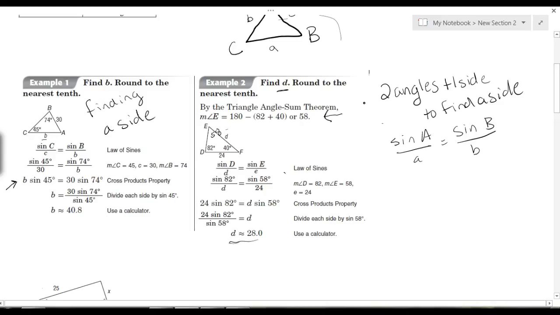So we can use our law of sines when we have two angles and one side, or we can use our law of sines when we have two sides plus one angle to find another angle. But in order to use this, the one angle that we have has to be opposite one of the two sides that we know, so that we can set up our proportion. So let's go ahead and look at some examples.